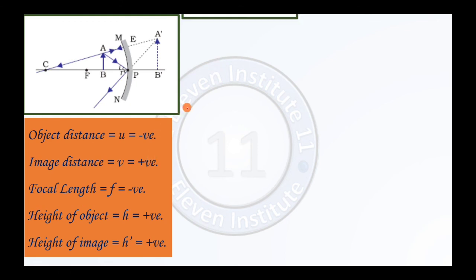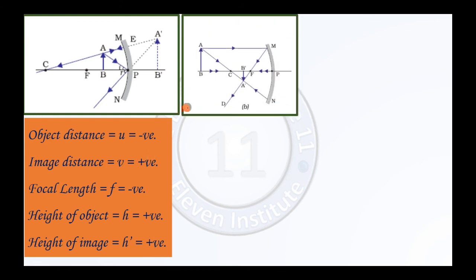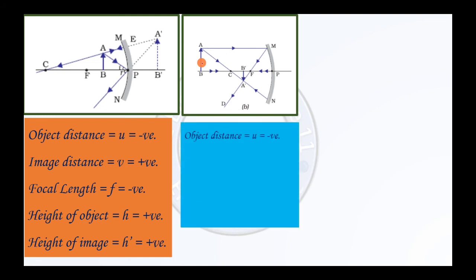Fine, now let us see one more example so you will be more clear. Again I will talk about object distance over here. The object is on the left side of the mirror, so object distance is negative. The image is also on the left side of the mirror, so image distance will also be taken as negative. Now you can compare both. Here image distance is positive, here image distance is negative. Why? Here the image is formed on the right side of the mirror, here the image is formed on the left side of the mirror.